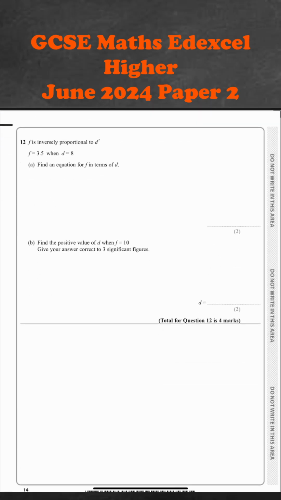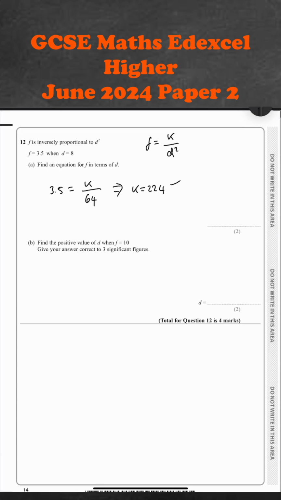Question 12. F is inversely proportional to d squared. F equals 3.5 when d equals 8. Find an equation for f in terms of d. So f being inversely proportional means there'll be k, a number, which runs the proportion. So if we put in f and d from our numbers over here, we have 3.5 equals k over 8 squared, which is 64. Then I'm going to multiply 64 onto the other side. I'll use my calculator for this. 3.5 times 64 gives 224.